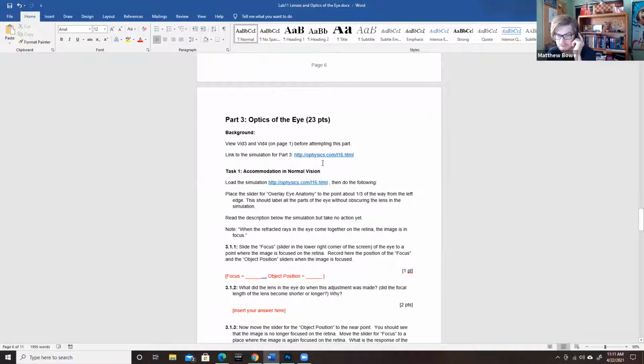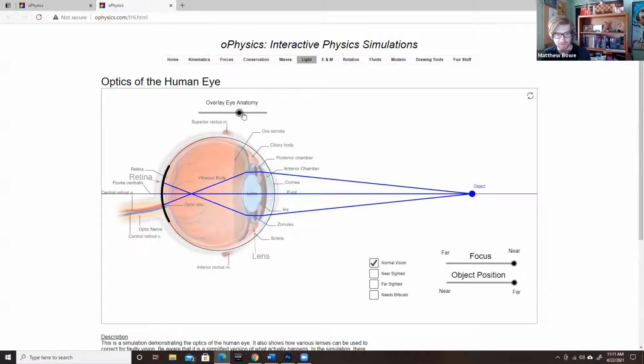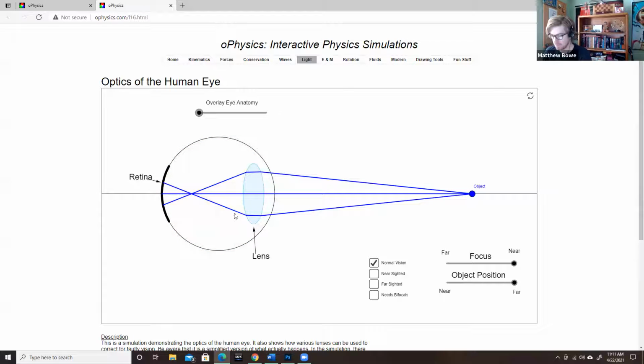And so we're going to go to this other web page right here. It's the same website, but we're going to look at the optics of an eye. So this is going to be a human eye, and we have this anatomy overlay. You can turn that on if you'd like, or you could turn it off if that's a bit too busy.